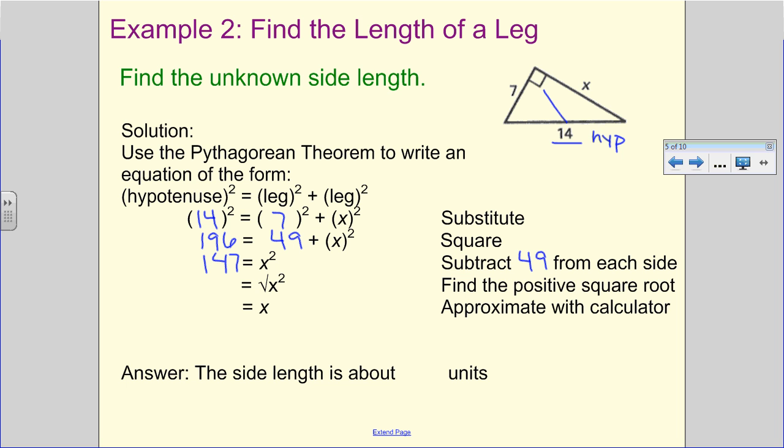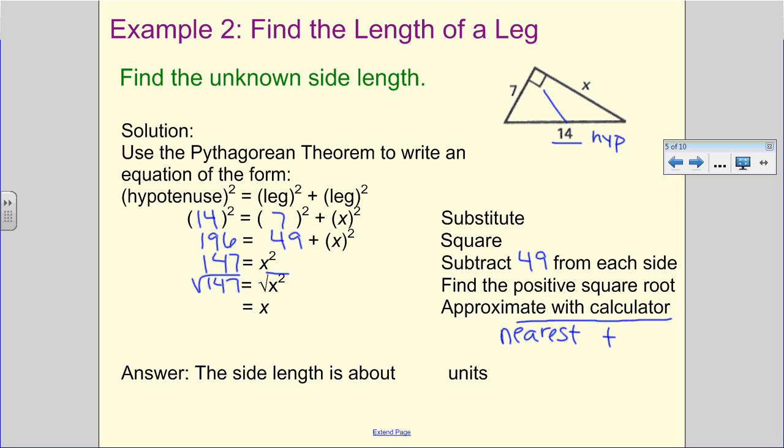We're always taking that positive square root as our last step, so we're going to take the square root of 147. Notice, ladies and gentlemen, it says to approximate with your calculator. And so what that means is you're going to have a calculator with you while you do this stuff. We're going to round to the nearest 10.